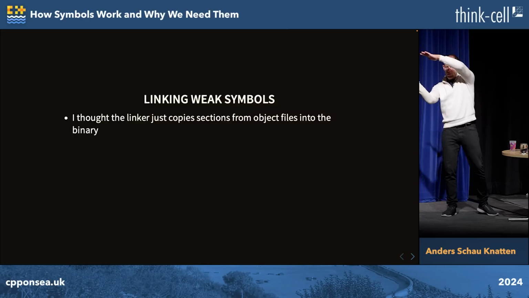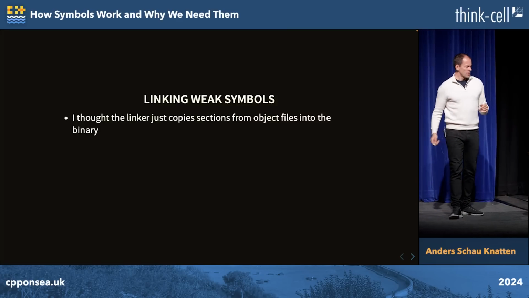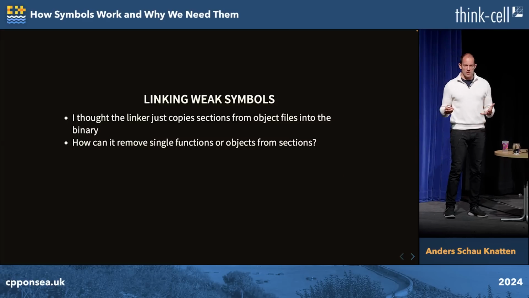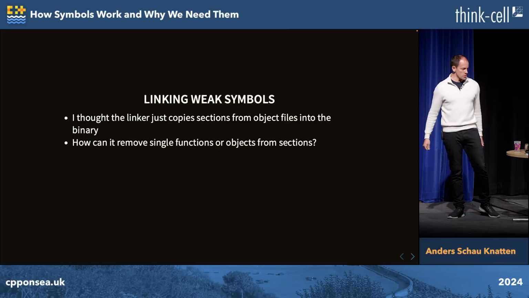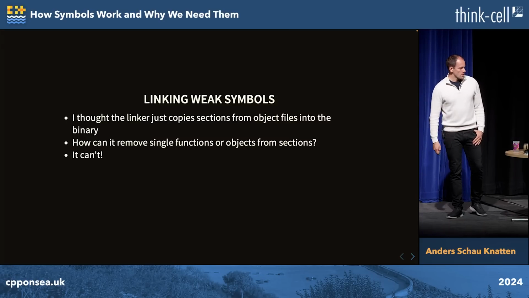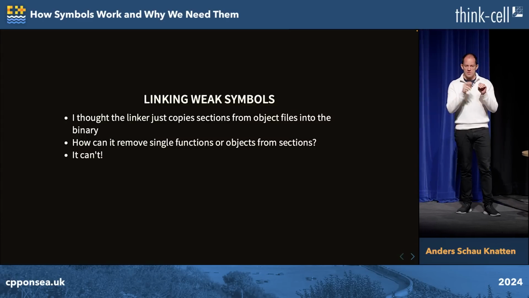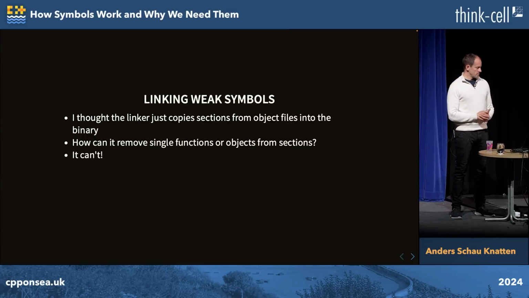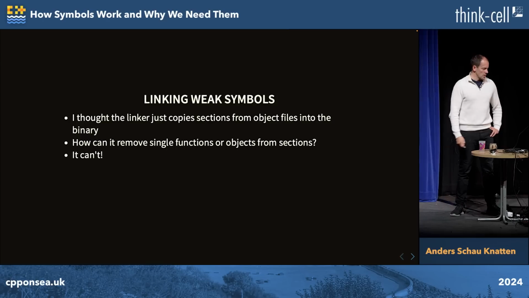It takes the entire text section, copies it over that way for you. And this section just copies it over here, entire sections. So how can it remove a single function or a single object out of those sections when it's deciding to pick only one of the implementations to use? And it can't. It's not possible for the linker to just remove single things out of these sections. So how does this work? Let's try to figure out how it can remove these things.